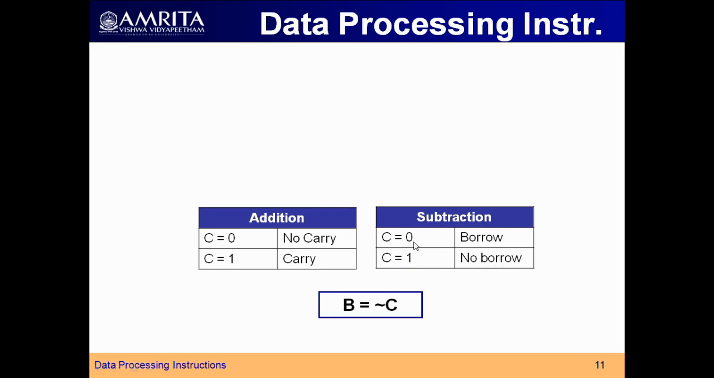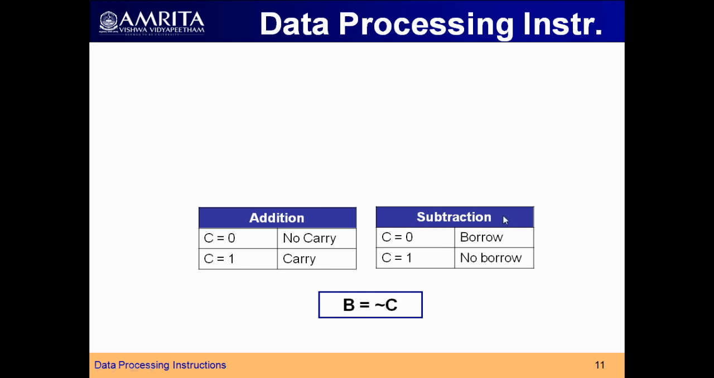So both borrow and carry are shown with the help of the carry flag itself. While performing subtraction, if carry flag is equal to 0, that means borrow is generated. But in our case, the carry flag is set. Carry flag set means there is no borrow. You should keep this in mind. So actually borrow is equal to the complement of carry.